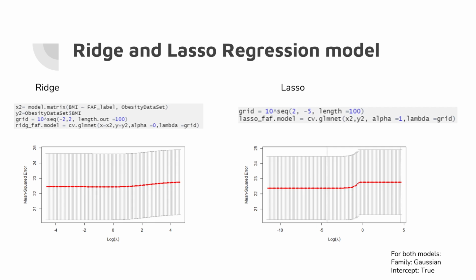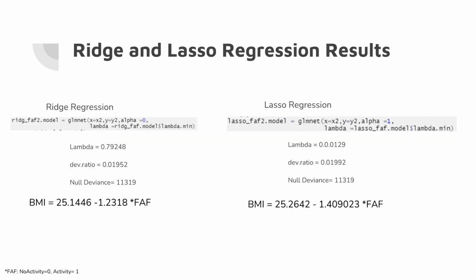In the lasso regression, we use the same response and dependent variables. The grid is slightly different, going from values of 10 to the minus 5 to 10 squared. And just like the ridge regression, a cross-validation method was used to find the best lambda that had the lowest mean squared error. Just as before, now that we know which was the best lambda that resulted in the lowest mean squared error, we then computed the coefficients for our ridge and lasso models.